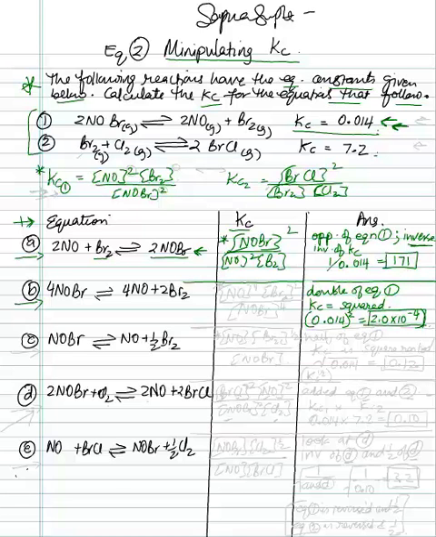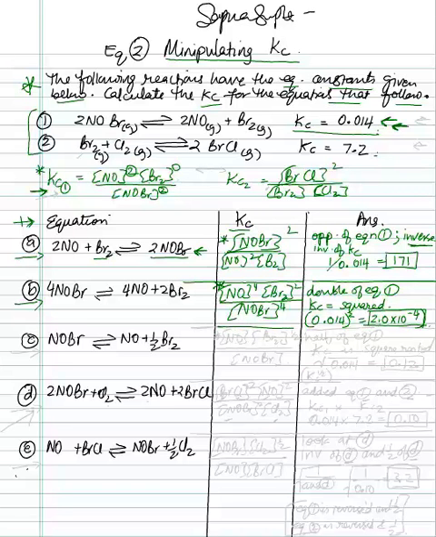And if you want to set this up, again, you can just go ahead and set it up as NO to the power of 4 and Br2 raised to the power of 2, and then NOBr raised to the power of 4. And if you compare this equation to our Kc equation again, over here, then you will see that it is double that. All the coefficients are doubled. So if you double all the coefficients, then you have to square the Kc. All right, so that's what we did over here.